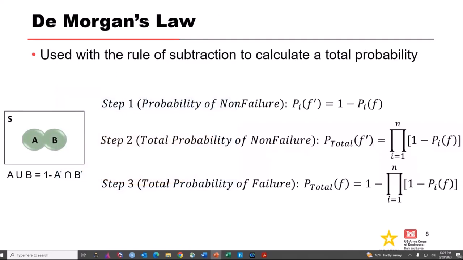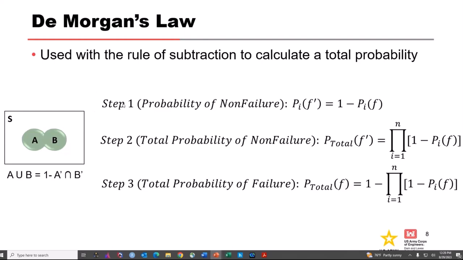Next one is De Morgan's Law. The formal version of De Morgan's Law is this Venn diagram here on the left-hand side of the picture. De Morgan's Law tells us that the union of two events, A and B, is equal to one minus the intersection of the complements, right? So it's easier to calculate this intersection of complements than it is to calculate this union, especially when you have more than two or three events. So we use this as kind of a shortcut. What we really want is the union, but we use this one minus the intersection of the complements as the shortcut to get the union.